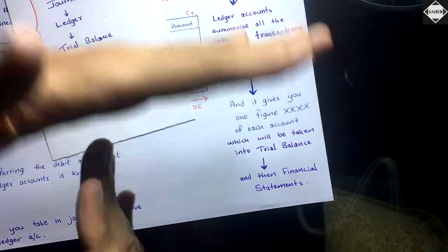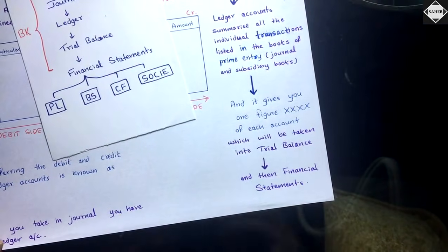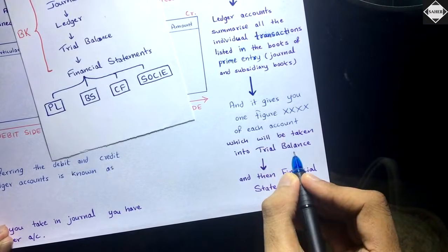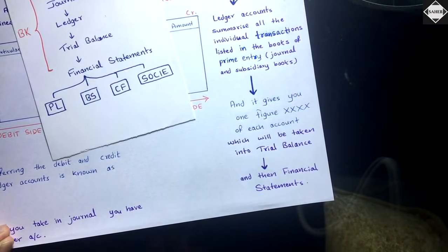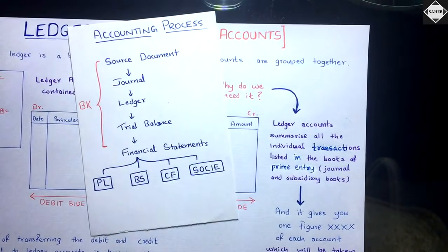After preparing the T ledger account of each account, you will get a figure, and that figure will be taken to the trial balance and then to the financial statements. Yeah, that will be happening. But now you have to understand this practically. Let me just give you one example.